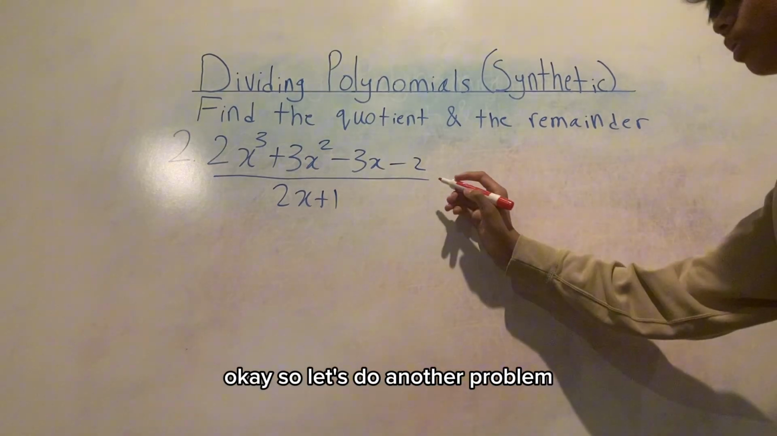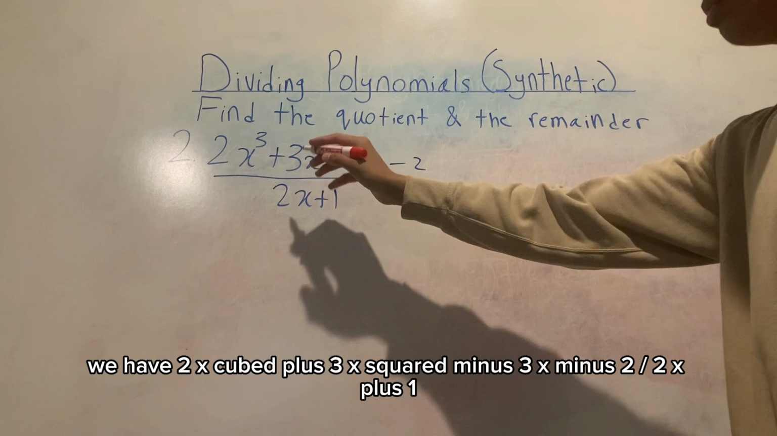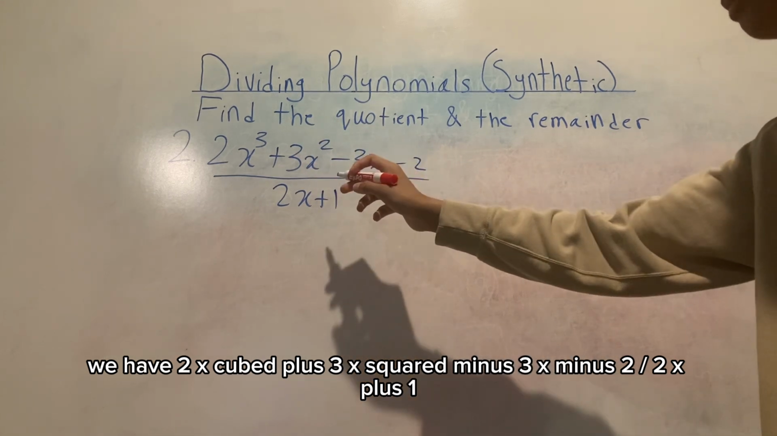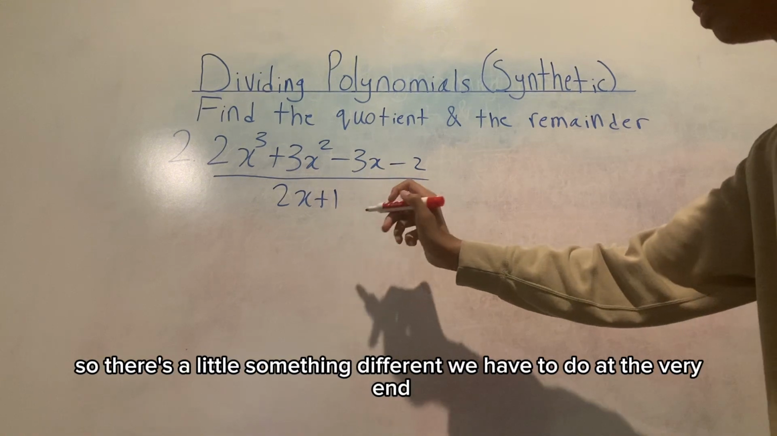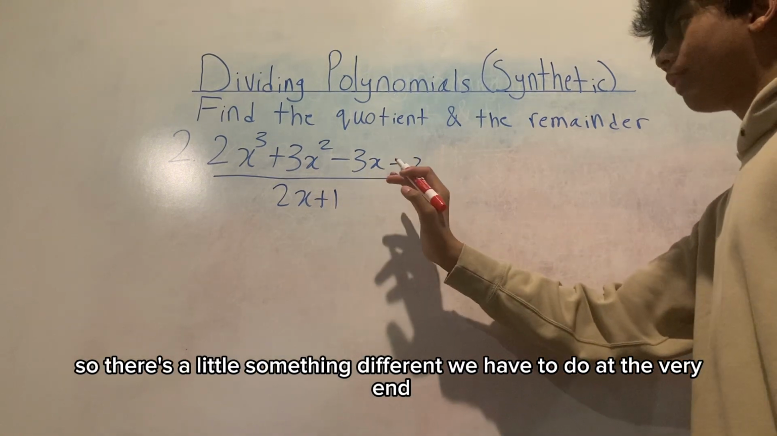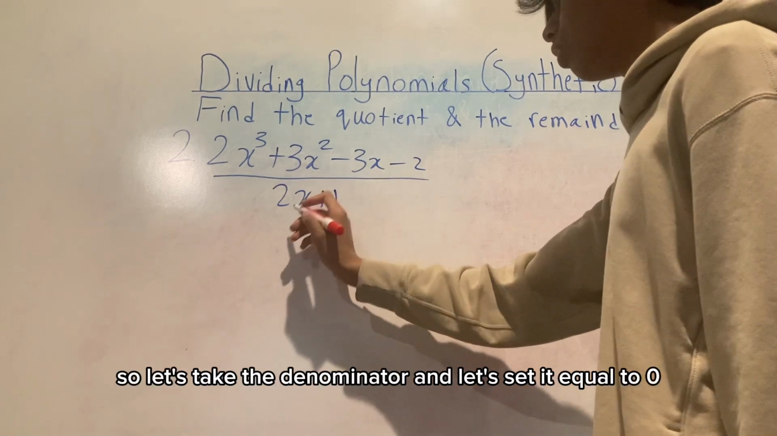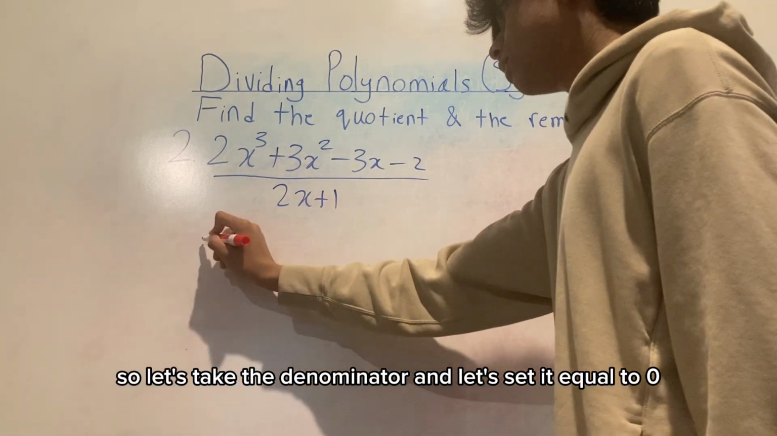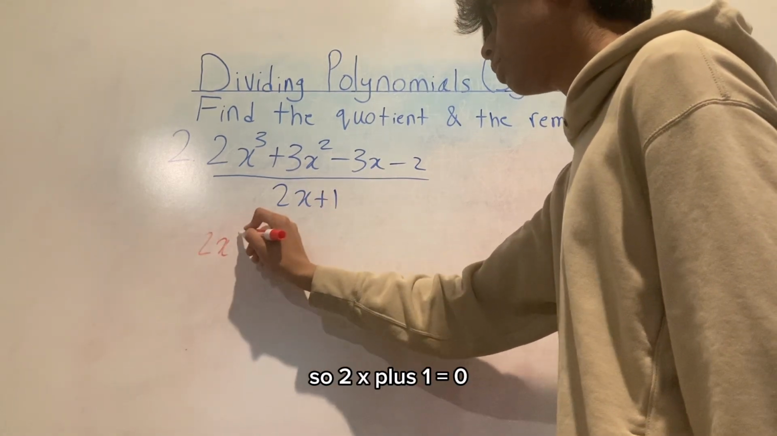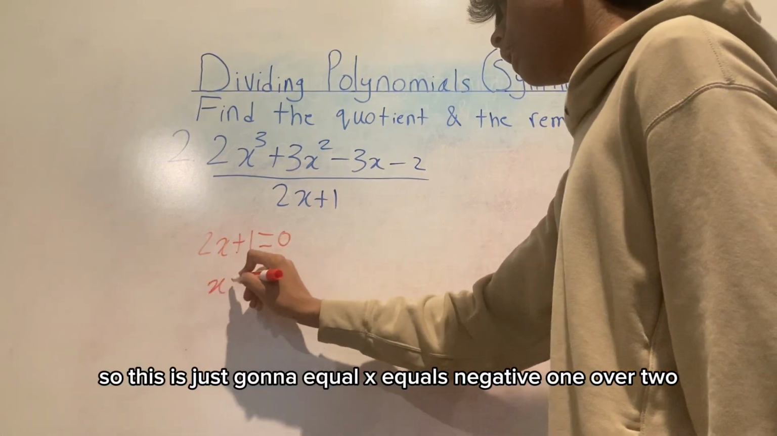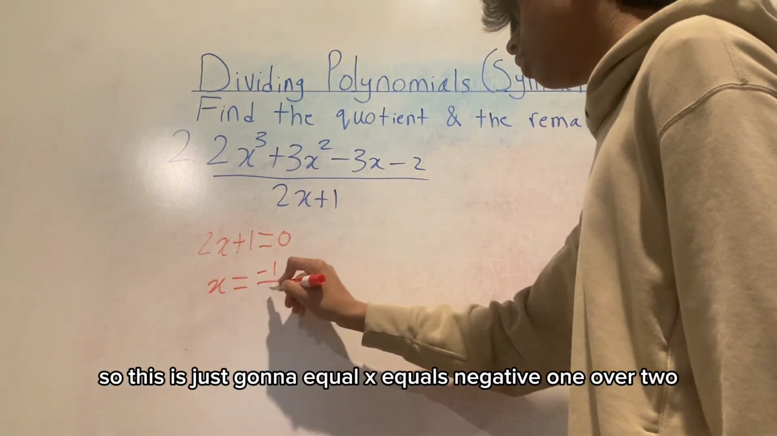Okay, so let's do another problem here. We have 2x cubed plus 3x squared minus 3x minus 2 divided by 2x plus 1. There's a little something different we have to do at the very end, but for now let's use the same strategy. Let's take the denominator and set it equal to 0. So 2x plus 1 equals 0, which gives x equals negative 1 over 2.